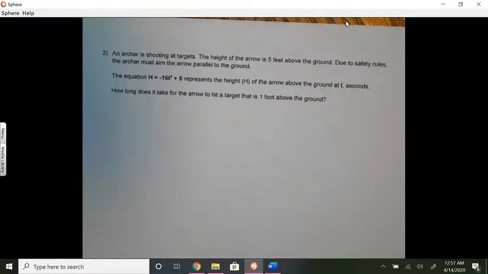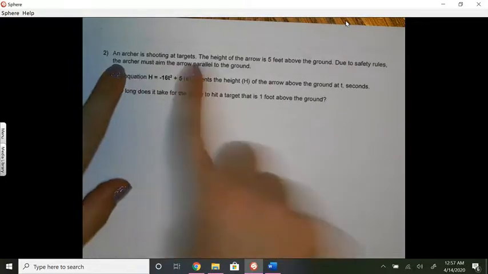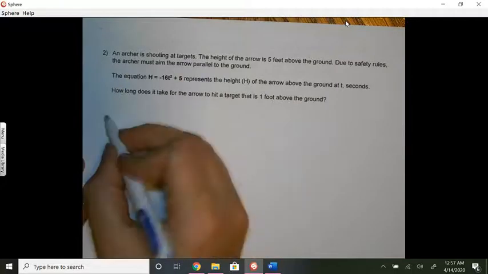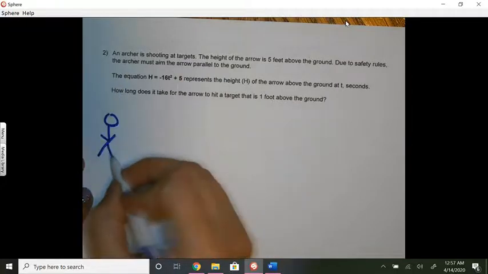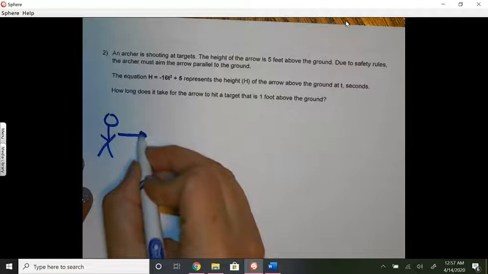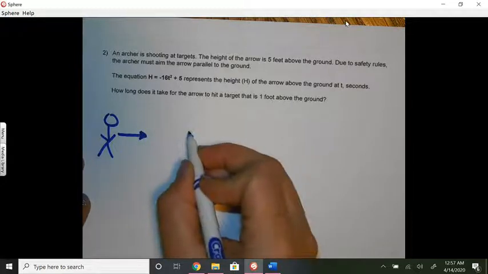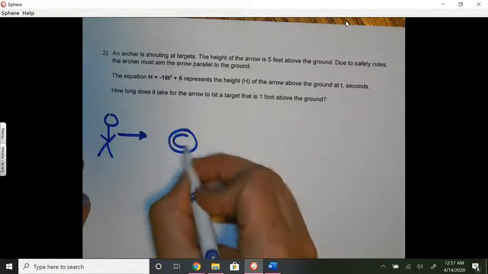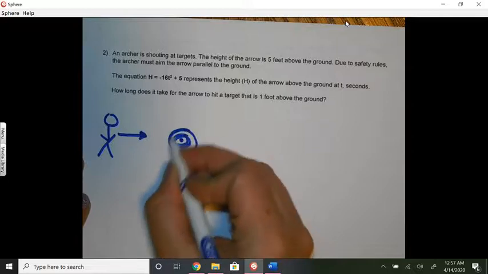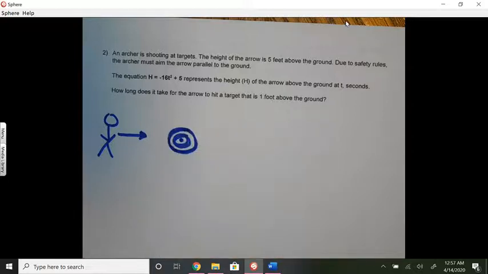So if we take a look at example 2, it says that we have somebody shooting at targets. Okay, so we have a person here, and they have an arrow, and they're shooting at a target. So I'm going to draw a little picture here. This is my little target. And it says the height of the arrow is 5 feet from the ground. Due to safety rules, they must aim the arrow parallel to the ground. So the arrow is parallel to the ground down here.